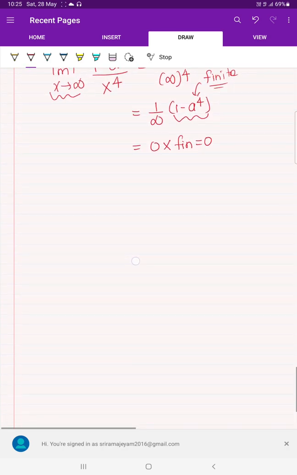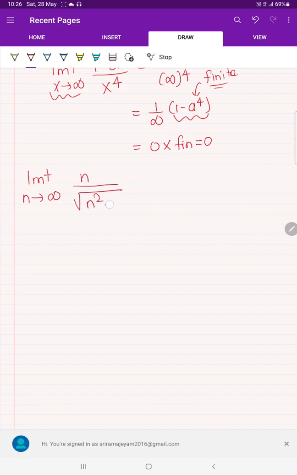In the same way, now I am giving one more homework question, just to try. Always keep your attention on whether the question is in indeterminate form or not. Sometimes they will give you this kind of smart questions: n upon square root of n power 2 plus n. Now the question is, what is the resultant answer for this question? Take this as the homework question. Try it once.